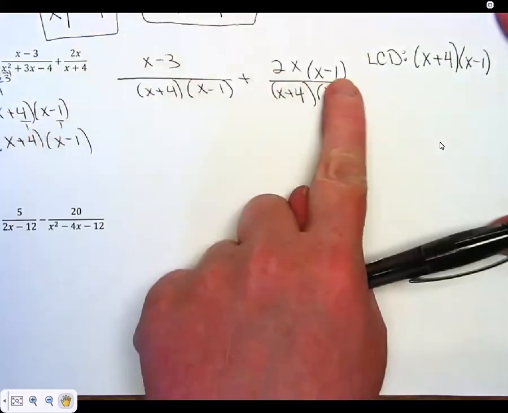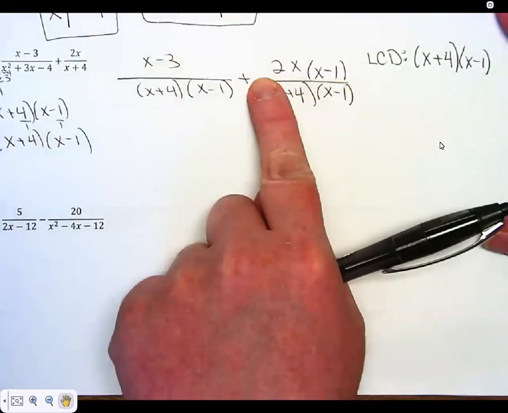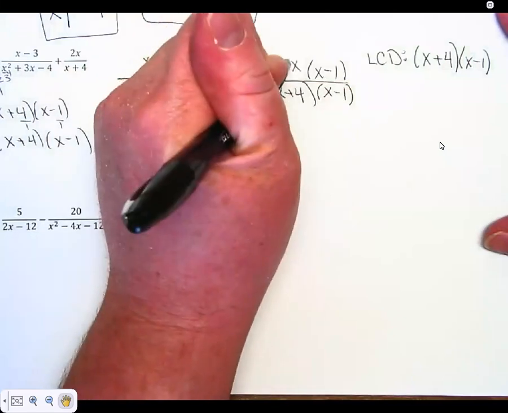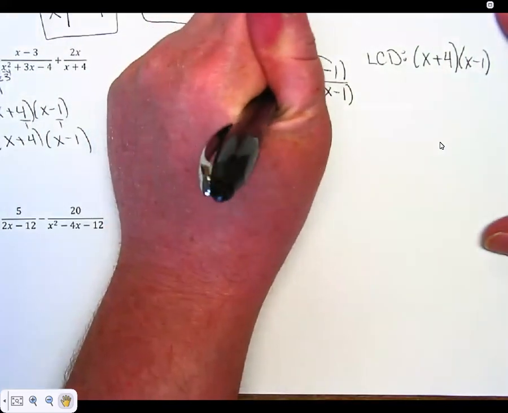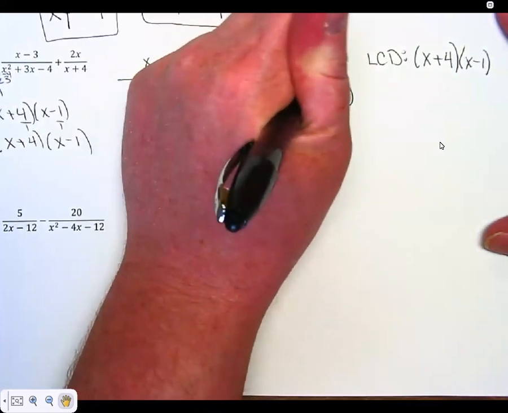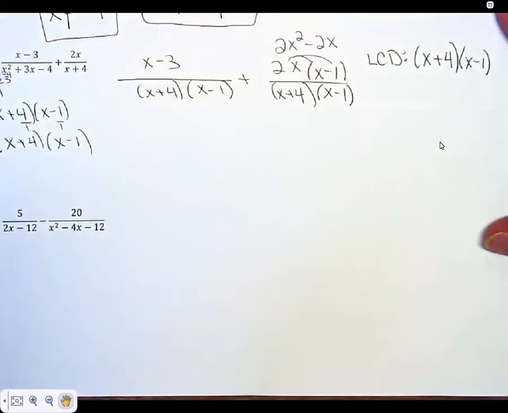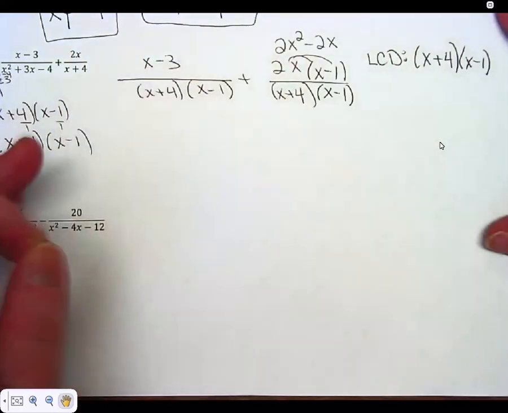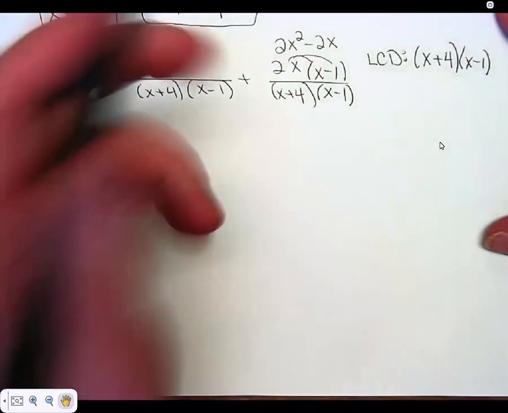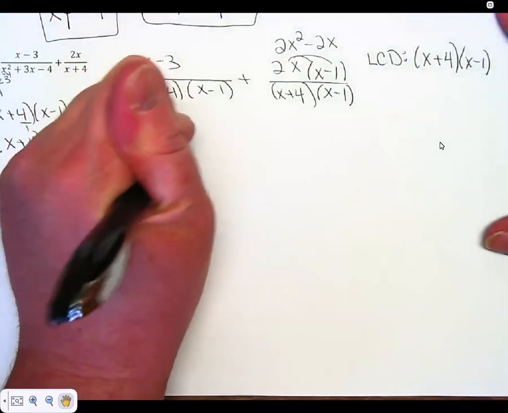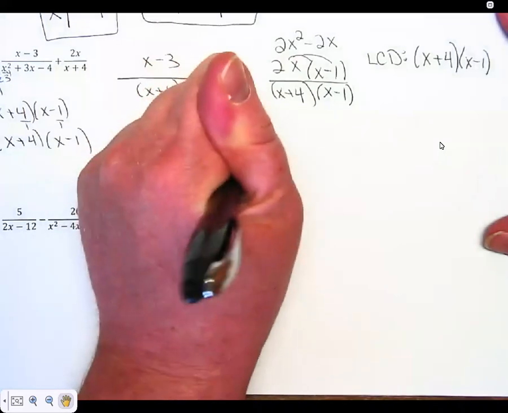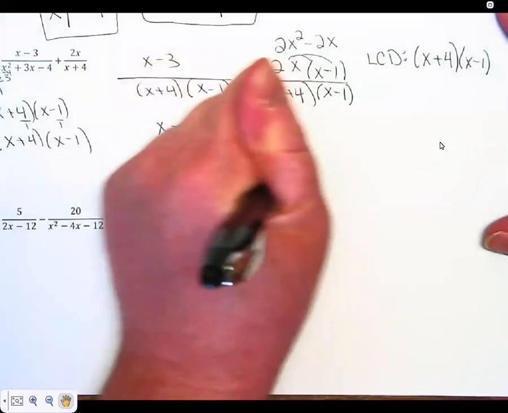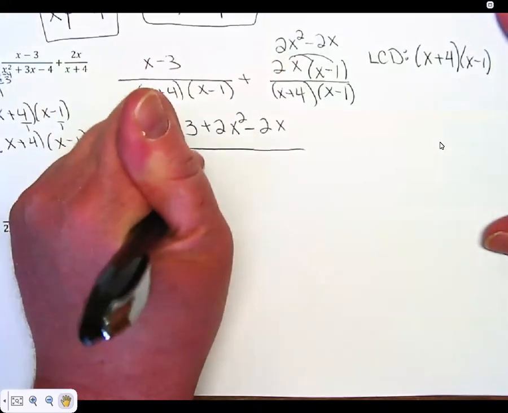So this needs to be distributed out. So if you distribute your 2x, this is really 2x squared minus 2x. So at that point, you want to put all your tops over your common denominator. So you've got x minus 3 plus 2x squared minus 2x over x plus 4 and x minus 1.